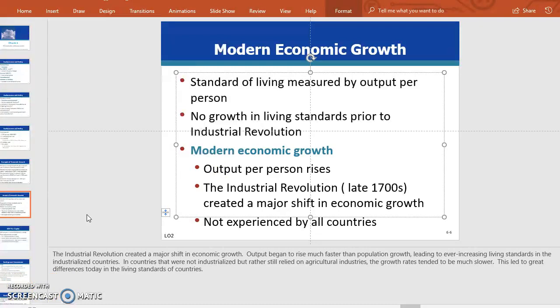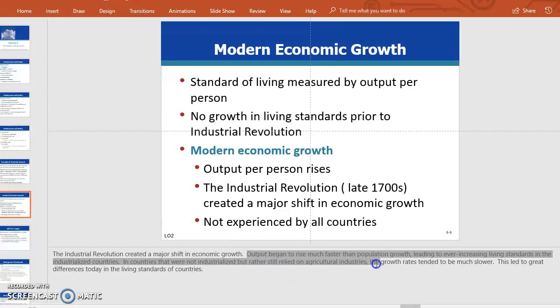So modern economic growth started with the Industrial Revolution in Great Britain in the late 1700s, right? This Industrial Revolution created a major shift in economic growth. Output began to rise much faster than the population growth, leading to ever increasing living standards, right? So output per capita.